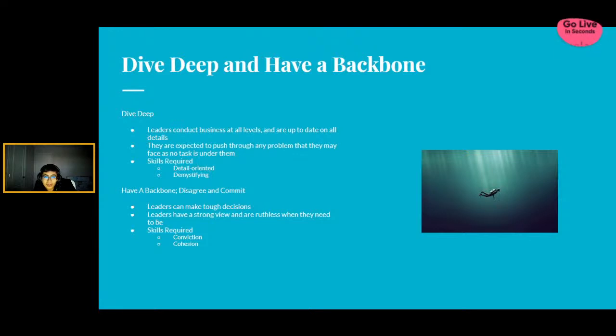Furthermore, have a backbone, disagree and commit. Leaders know when to make tough decisions. They have a strong view and are ruthless whenever they need to be. In order to make these tough decisions, leaders must have conviction as well as cohesion.